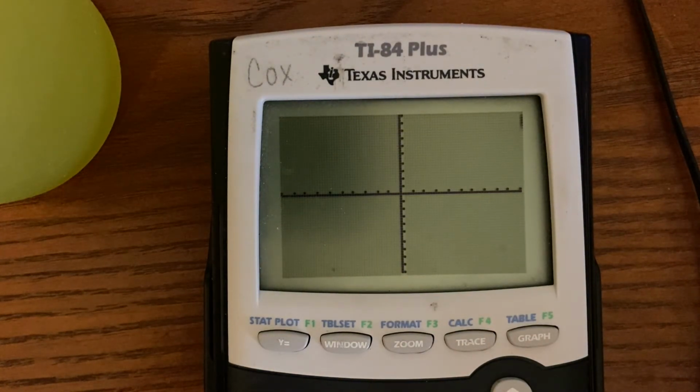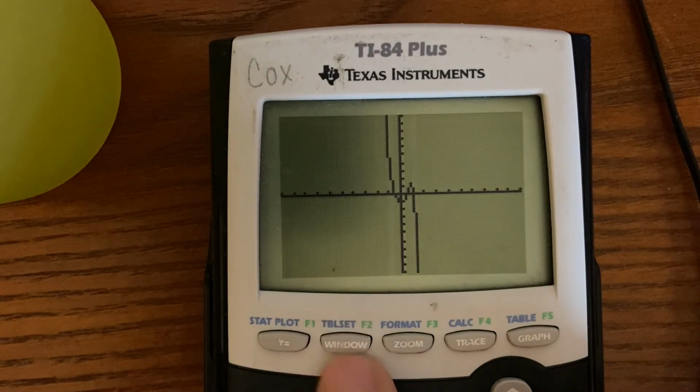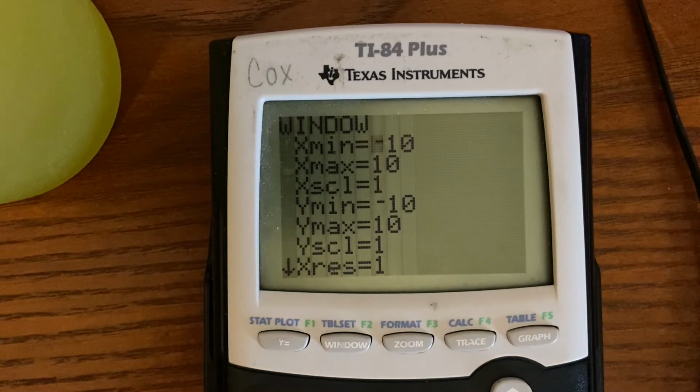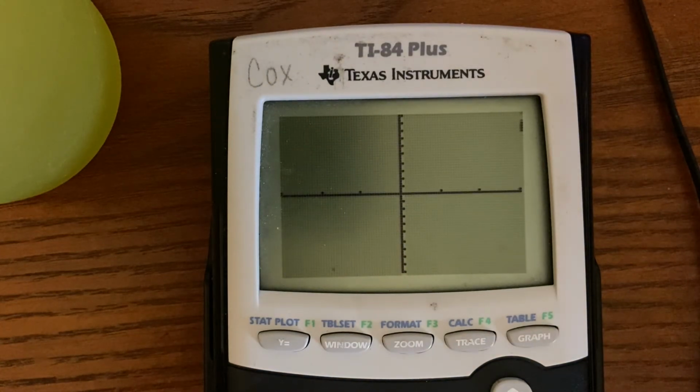Okay, and we can see that all of my zeros are pretty close together, so I'm actually going to expand this window. So I'm going to press window. I just want to stretch out my y-axis quite a bit, so let's try maybe from -3 to 3 and see if this makes it a little bit easier to spot my zeros. Yeah, that's going to make it a little more accurate and a little easier for us to see.